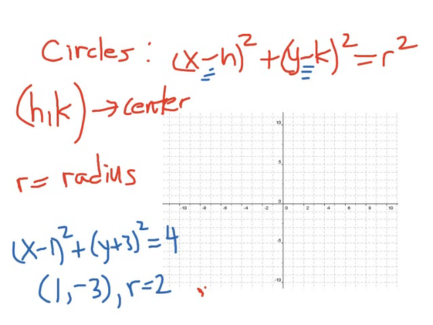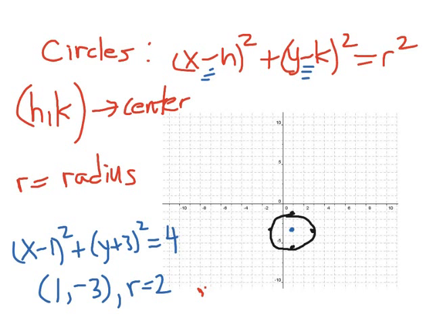Alright, so here's what you do. You mark your center. Your center is (1, −3). It's right there. Now that center is not part of the graph. To find the graph, you mark 4 points. You start at your center and go to the right 2, so there's 1 point. You start at your center, go up 2. Start at your center, go left 2. And finally start at your center and go down 2. That gives you 4 points, and you connect them with something that is supposed to look like a circle.